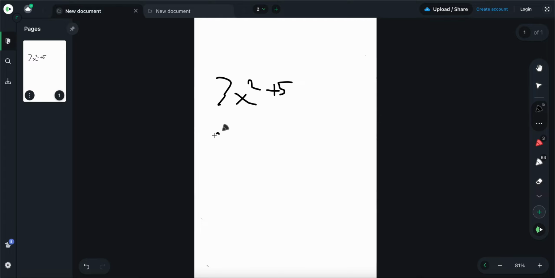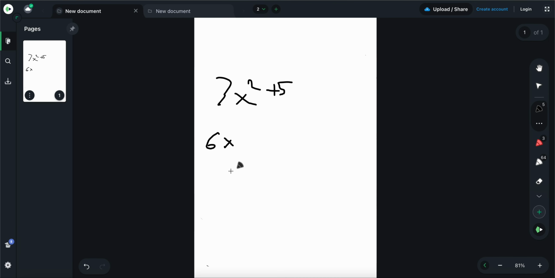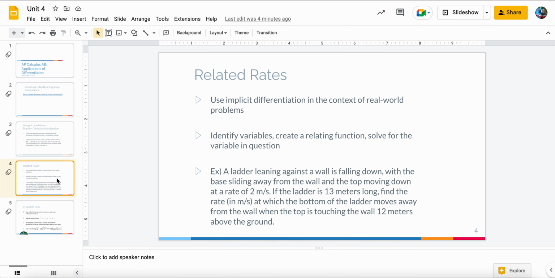So the derivative of 3x squared is 6x. And the derivative of 5 is just 0. So we have 6x is our speed function, and we want to find it at time x equals 10. So we'll just plug that in. 6 times 10 equals 60. And then meters per second, because we're given meters and seconds are our two units. Pretty straightforward, pretty easy differentiation here.